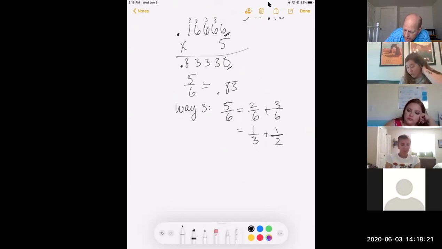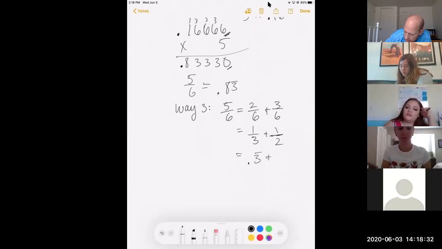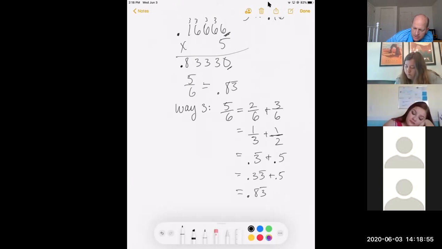So we're adding 1/3 and 1/2. What was 1/3 as a decimal? Do you remember? 0.3 repeating. Right, repeating. Plus, what's 1/2 as a decimal? 0.5. Okay, so I need to add those together. So I'm going to string out my 0.3 two places here so I can add on the 0.5 to it. So the 0.3 in the tenths and the 3 repeating, and then the 0.5 added to 0.3 gives 0.8, and then the 3 repeating comes on to the right. Okay. So there are a few ways to change your fractions to decimals.